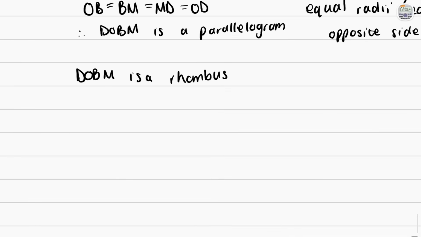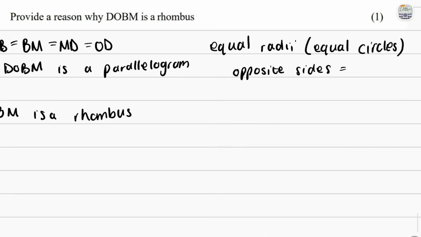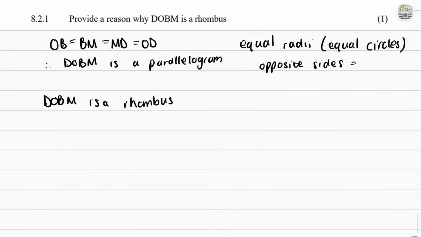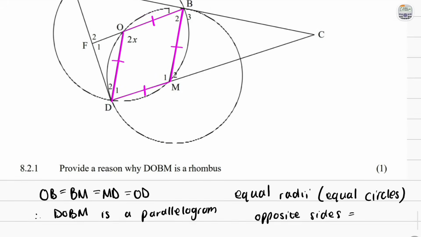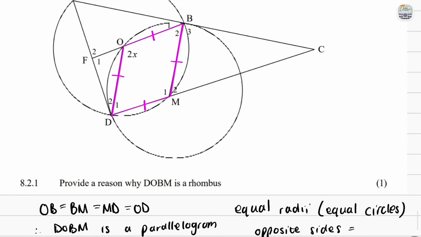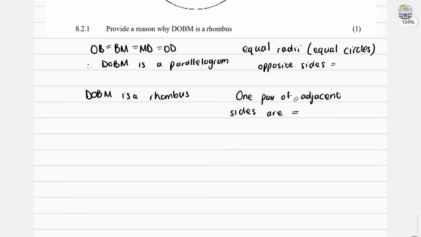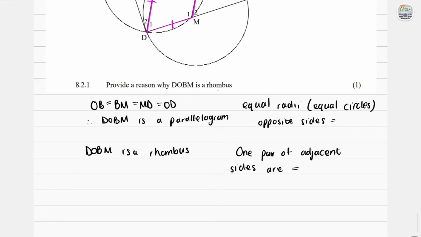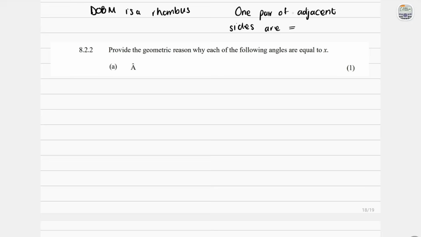Finally, we can say it's a rhombus because OB is equal to MB, and that's because we have adjacent sides. One pair of adjacent sides are equal. It just has to be one pair. It doesn't have to be two. This would be the main reason they were referring to. But for a rhombus to be a rhombus, it's first a parallelogram and then a rhombus. So that is our answer. Moving on to the next question.